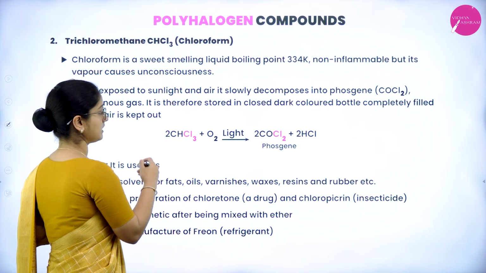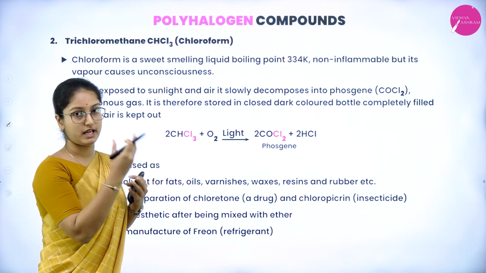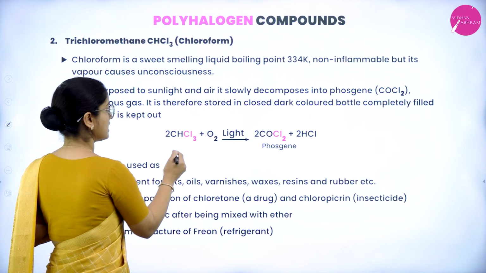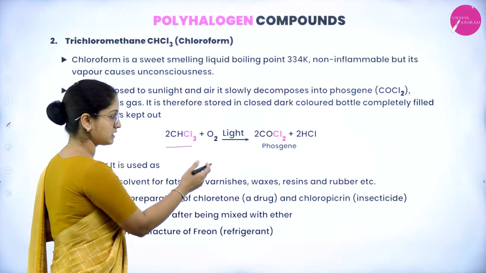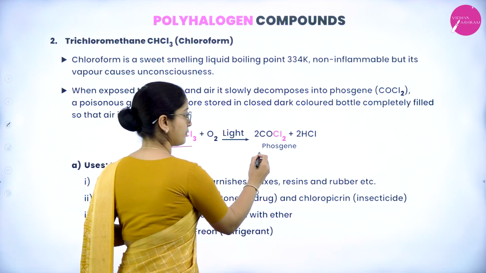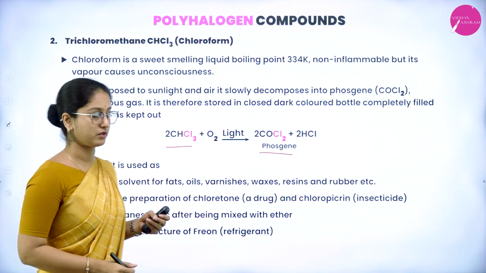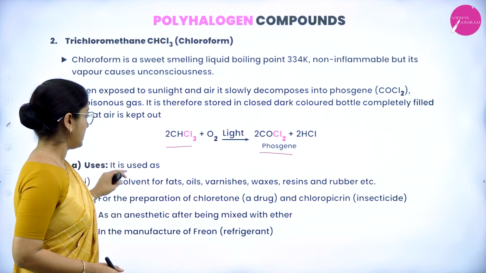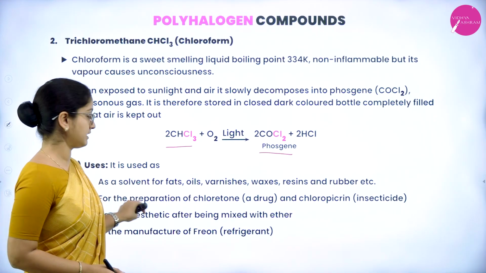Then the formula and the reaction when it reacts with atmospheric oxygen: chloroform in the presence of oxygen, that too in the presence of sunlight, is going to give phosgene, a poisonous gas, along with hydrochloric acid. Now it has got some applications also, let us see to it.